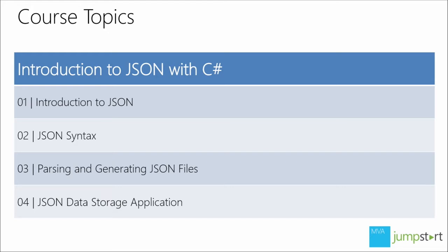OK. And what do we expect the viewers to have done in the past? What prerequisites do we have? Well, we expect them to know C# at an intermediate level. We don't expect them to know any JSON because this is an introductory course to JSON. We suggest that they have Visual Studio 2015 Community installed because that is the IDE that we are working with. OK. That sounds perfect.